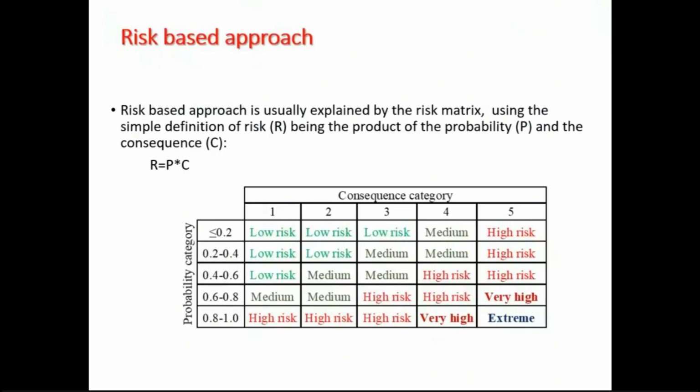A risk matrix is not defined in a unique way, but here we use the most common way, which is a 5 times 5 matrix, where the risk is treated as consequence times probability. Both of them are separated into 5 segments from 0 to 1, and in combination we have low risk at one end and very high or extreme risk at the other end.